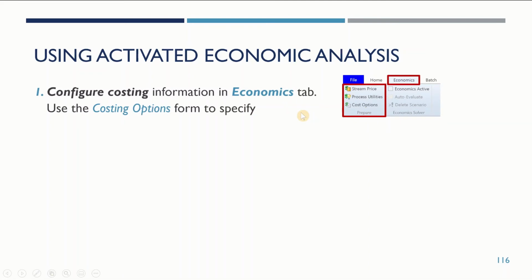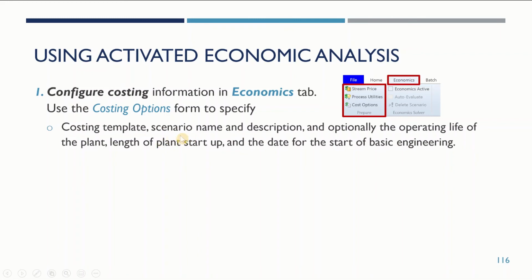Before you can run the integrated costing, you should configure the model with costing information. To do so, go to the Economics ribbon tab. In the Prepare command group, use the Costing Options form to specify the costing template, scenario name and description, and optionally the operating life of the plant, length of plant startup, and the date for the start of basics engineering.